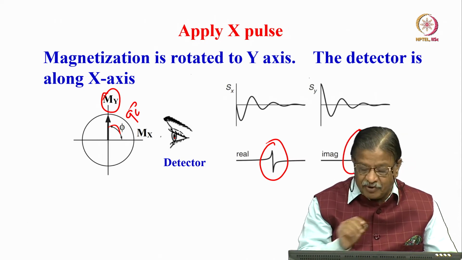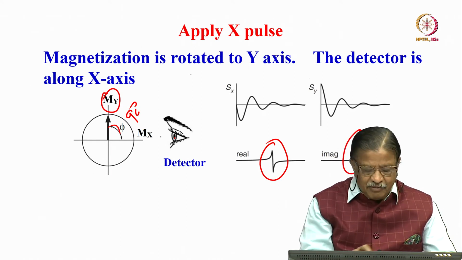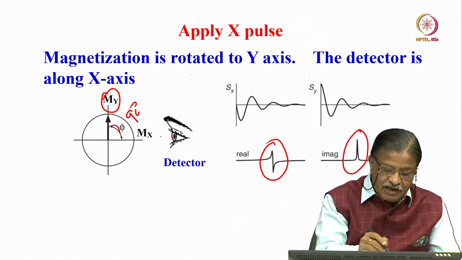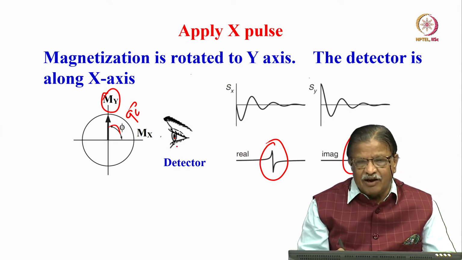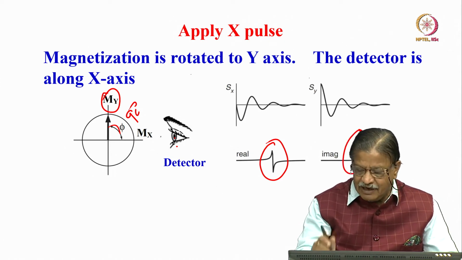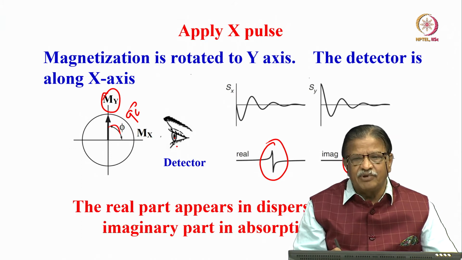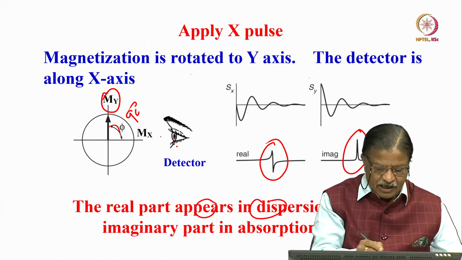It looks like absorptive because both of them are changing in phase by 90 degrees, because I have not changed the position of my receiver. My receiver is here only, but the magnetization is out of phase by 90 degrees. So, the real component looks dispersive, whereas the imaginary part looks absorptive. So, this is the important point: when you apply a pulse on an x axis and your receiver is not changed. What do you understand from this? You can apply pulses in any axis and you can also change the axis of the receiver. The receiver need not be here.